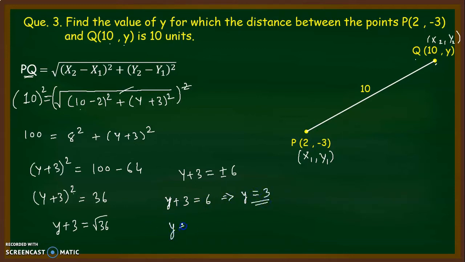And if you take the negative value, y plus 3 equal to minus 6, you will get y equal to minus 6 minus 3, that will be equal to minus 9. So y equal to 3 and y equal to minus 9. This is our answer. Let's move to the next question.